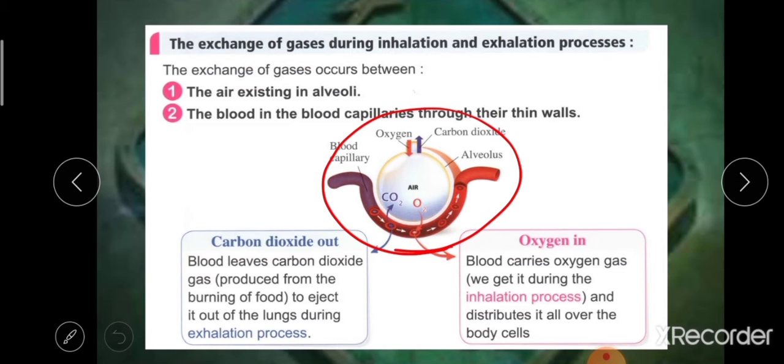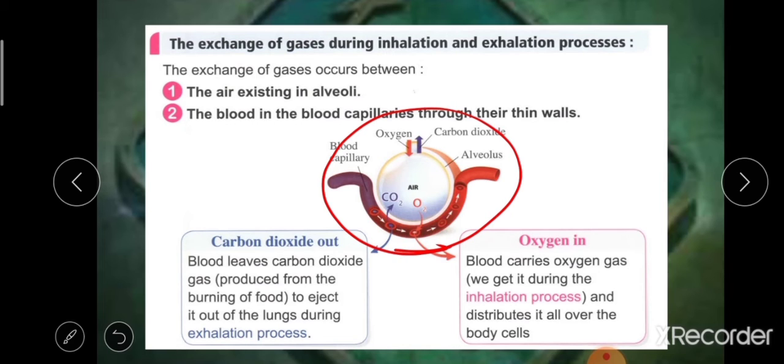We said before that the trachea divides into two bronchi. Each bronchus divides into small bronchioles. Each bronchiole ends with a tiny air sac. The tiny air sac is called an alveolus. The alveoli are surrounded by blood capillaries, and they have thin walls to allow the exchange of gases to occur.